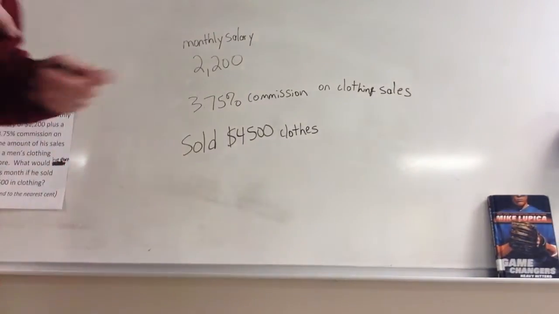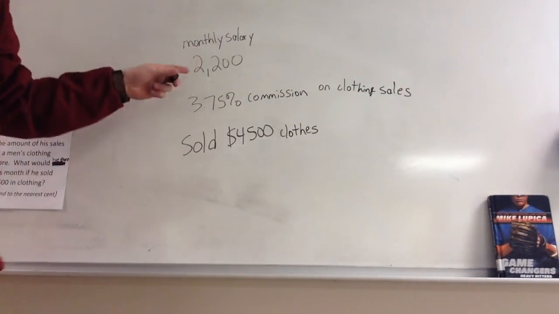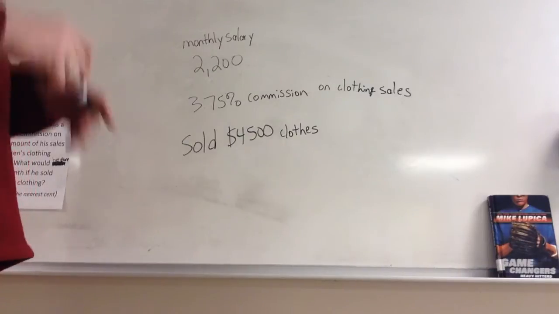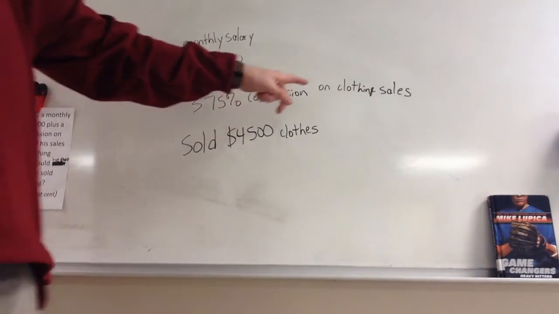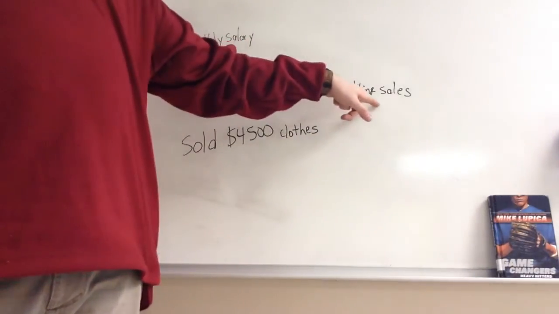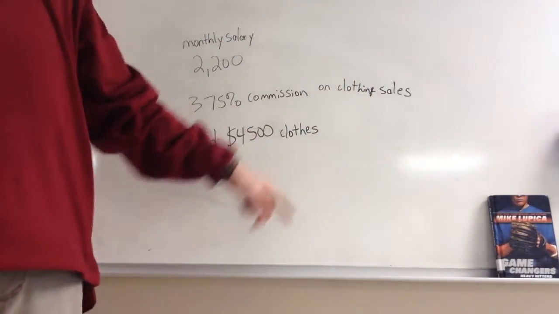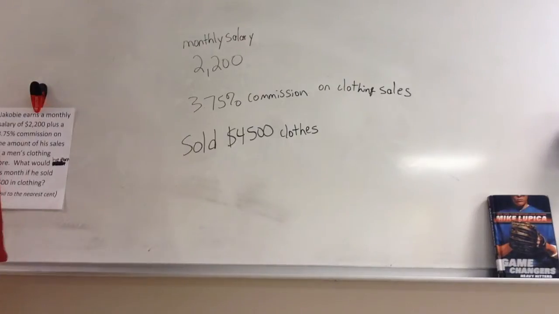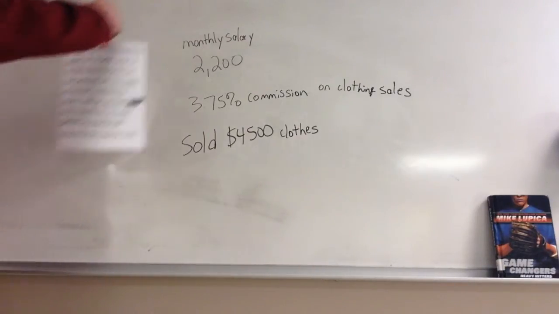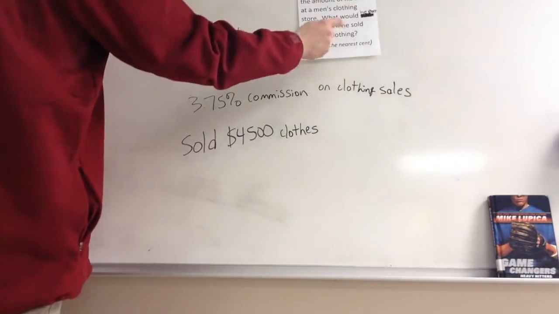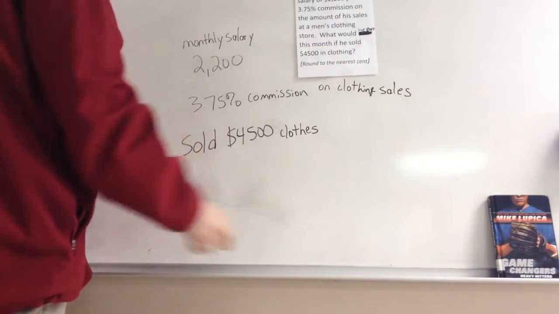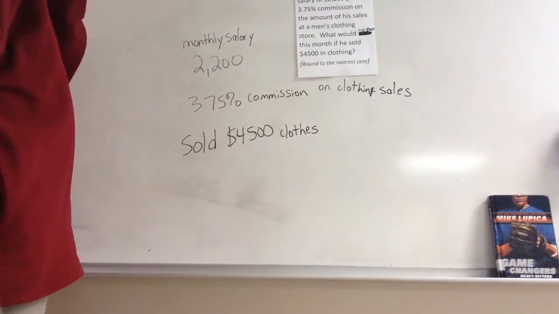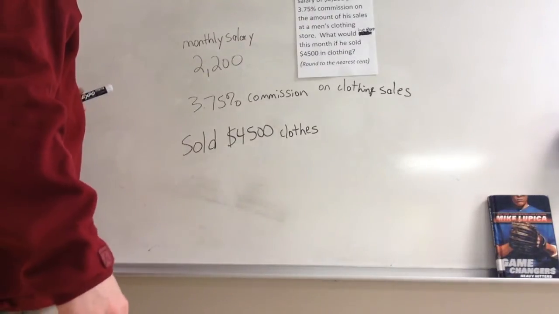I've got that his monthly salary was $2,200. He's got a 3.75% commission, but that commission only happens when he sells clothes, right? And then we're told that he sold that many clothes. So if we want to figure out his monthly earning, we want to figure out what Jacoby made in a month, because that's what it asks us for. For this particular month that he sold $4,500 in clothing, what do I have to do?